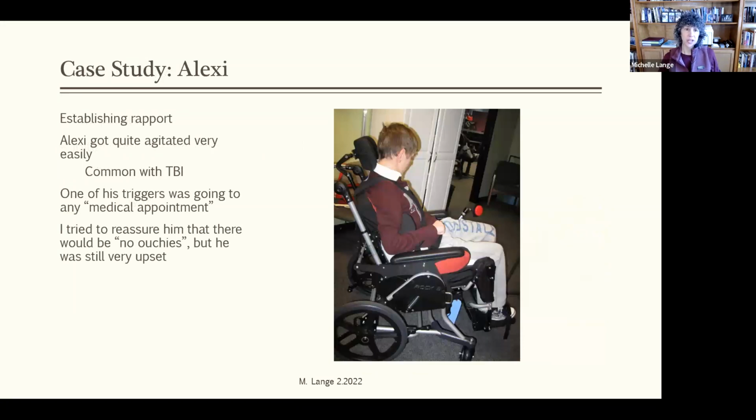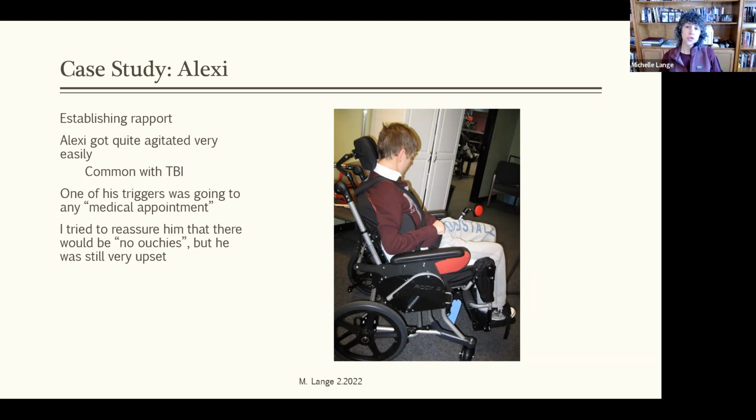First, I needed to establish rapport. Alexi became agitated very easily. That's common with someone who has a traumatic brain injury, and it was very hard to calm him down. One of the triggers for his anxiety, his agitation, was going to any medical appointment. He had no way of knowing that I wasn't going to do anything yucky during this appointment. All he knew was, oh, great, I'm pulling up to one of these buildings. Someone's wheeling me in. This is not going to be good.